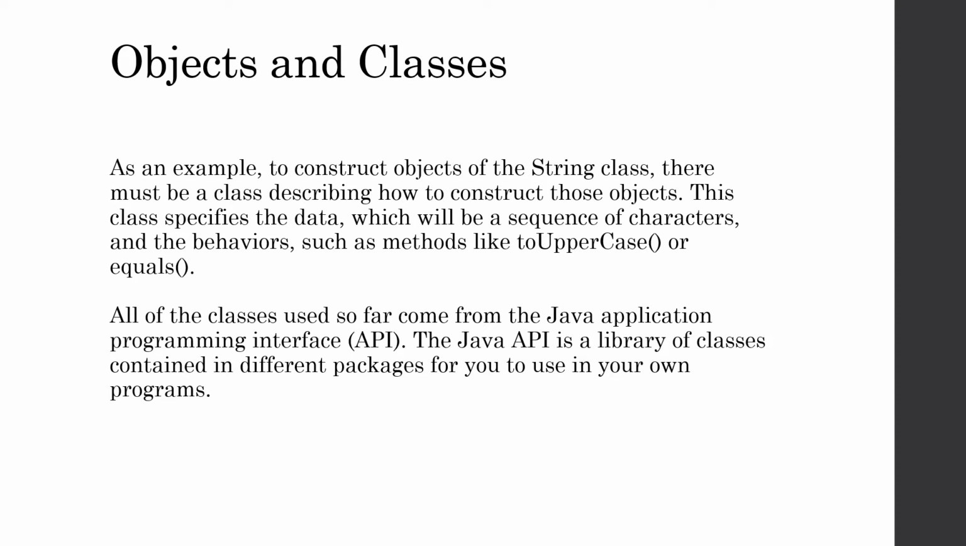So all of the classes that we've used so far come from the Java Application Programming Interface, or Java API. The Java API is another way to describe the Java library. So we can see right here, the Java API is a library of classes contained in different packages for you to use in your own programs.